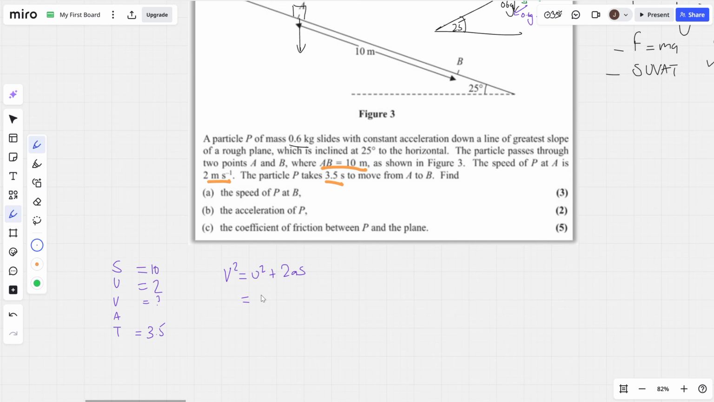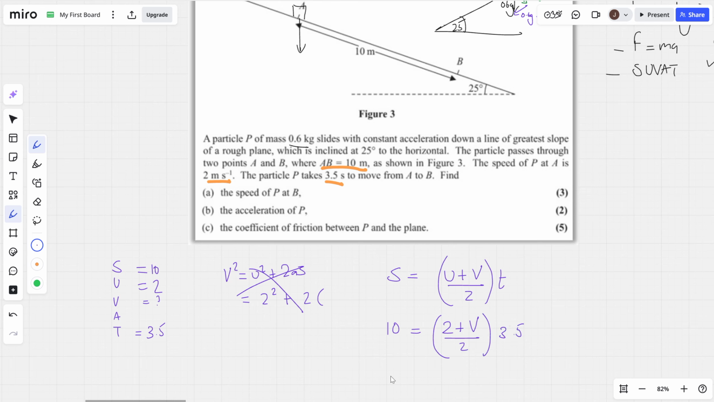So we're going to do 2 squared plus 2 lots of... Hang on a minute, why did I pick that one? That's not the one that I want. I want the one without A, which is S equals VT... Oh, hang on a minute, I've got to have a little think about this. Which one do I want? I want S equals U plus V over 2 times T. That's the one I want. So 10 equals 2 plus V over 2 times 3.5.